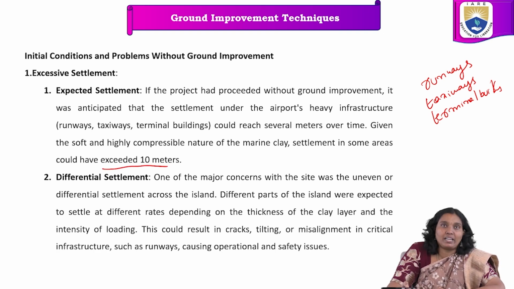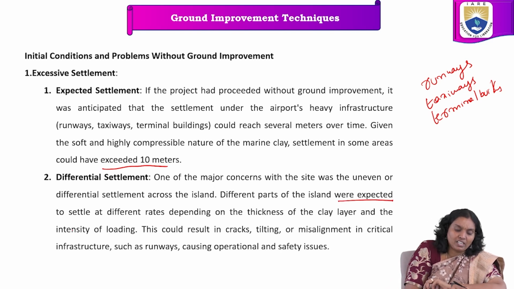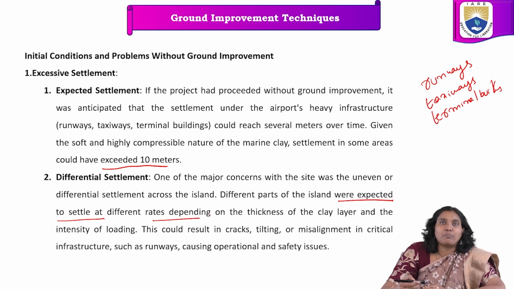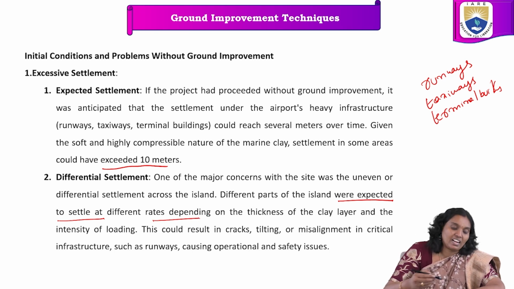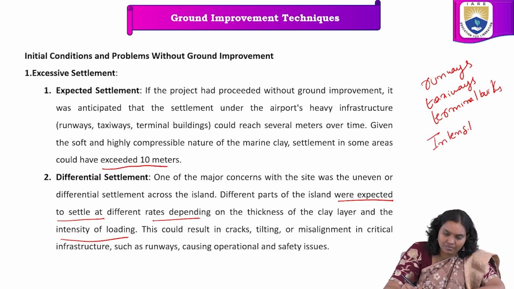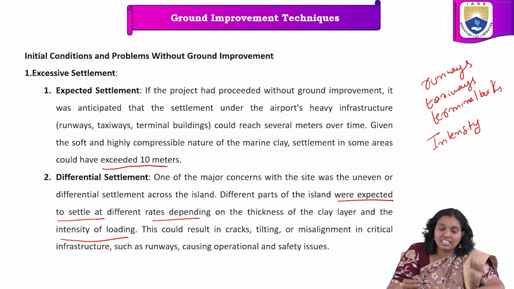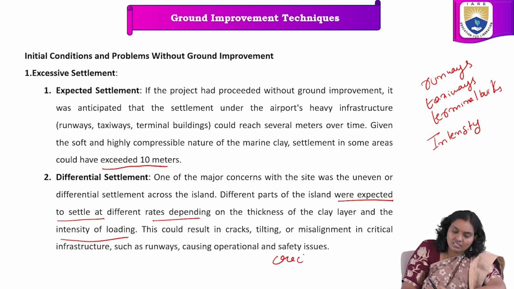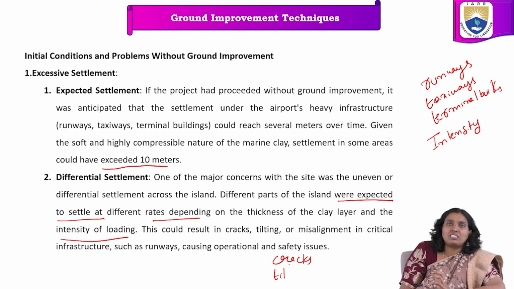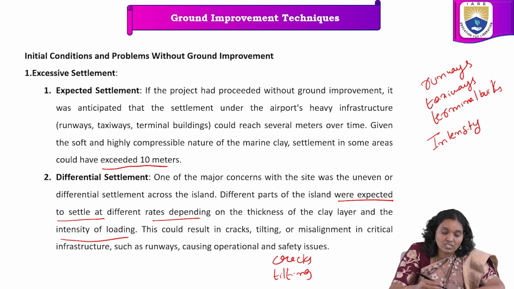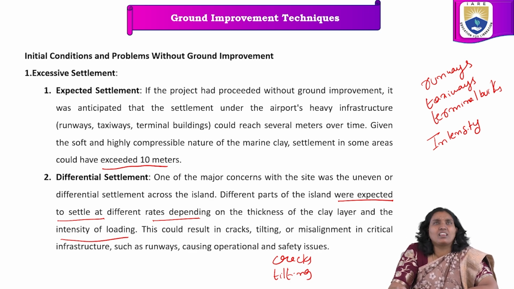In differential settlement, one of the major concerns with this site was the uneven or differential settlement across the island. Different parts of the island were expected to settle at different rates depending on the thickness of the clay layer and the intensity of the loading. This could result in cracks, tilting, or misalignment in critical infrastructure such as runways, causing operational and safety issues.